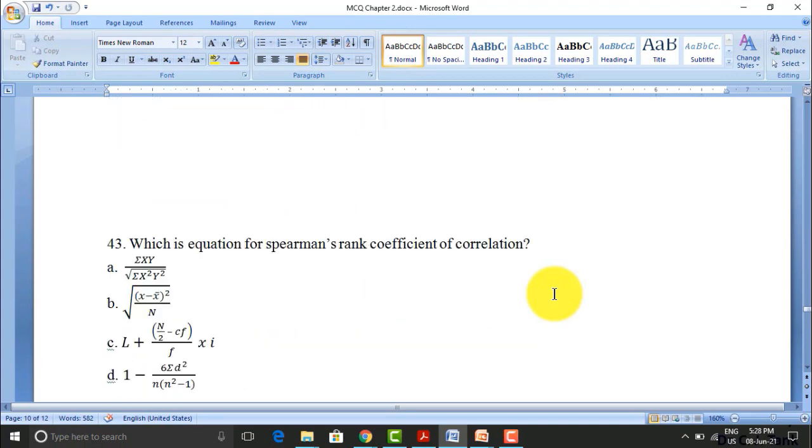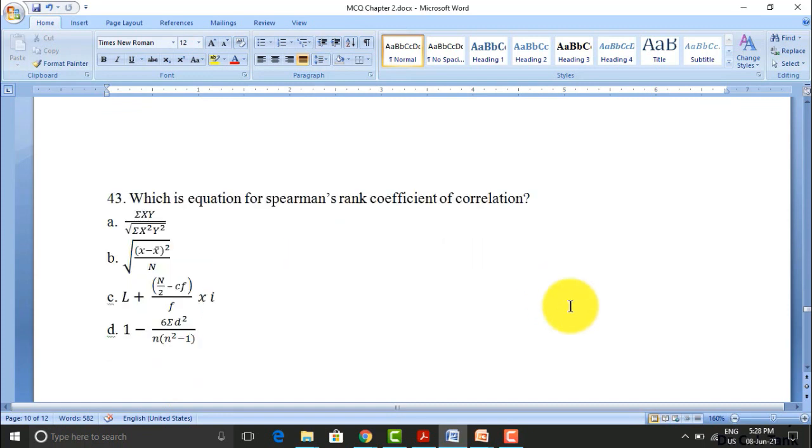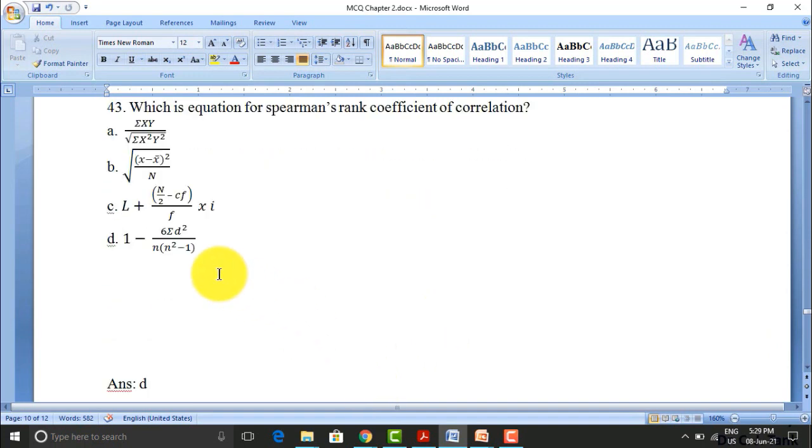Next question, which is the equation for the Spearman's rank coefficient of correlation? A, sigma xy divided by under root sigma x square sigma y square. B, under root of x minus x bar square divided by n. C, L plus n divided by 2 minus Cf divided by f into i. And D, 1 minus 6 sigma d square divided by n in bracket n square minus 1 bracket complete. Here the correct answer is D, that means 1 minus 6 sigma d square divided by n in bracket n square minus 1 bracket complete.